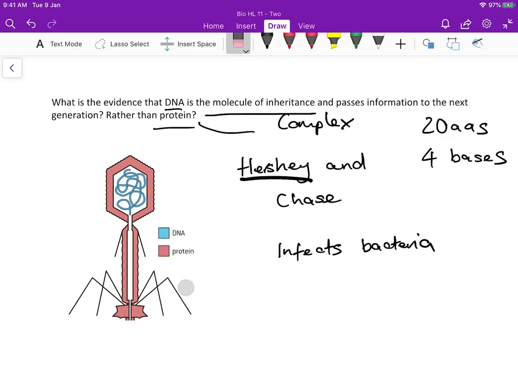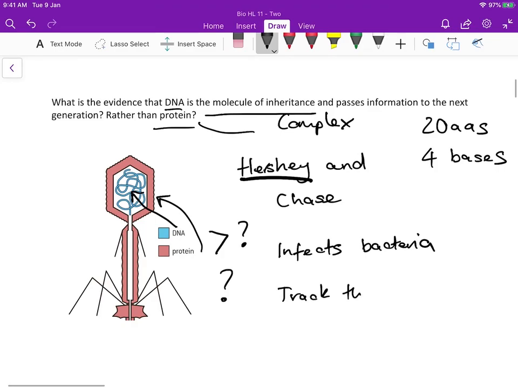So we can have a look at what it's made of. It had a coat made out of protein and inside was DNA. And so which is passing on the information? What we need to do is we need to distinguish between these two and we need to track them. So just stop and think about how we can track molecules that are so small that we can't see them. What technique could we use to follow them?